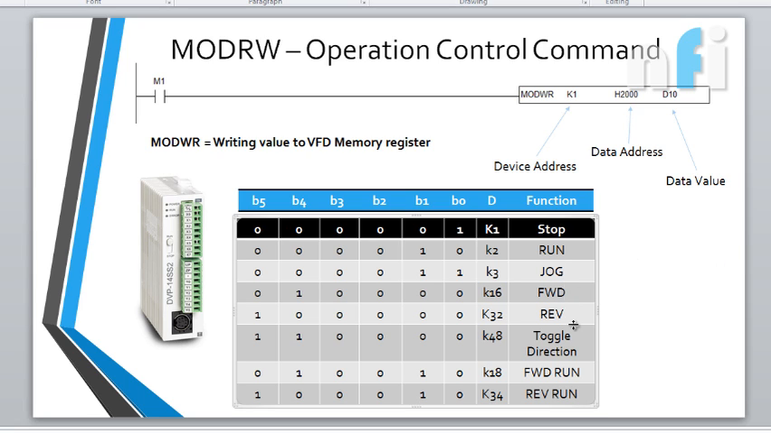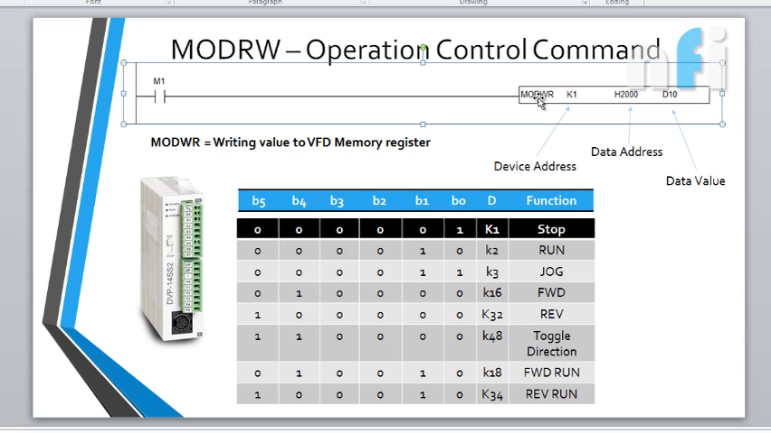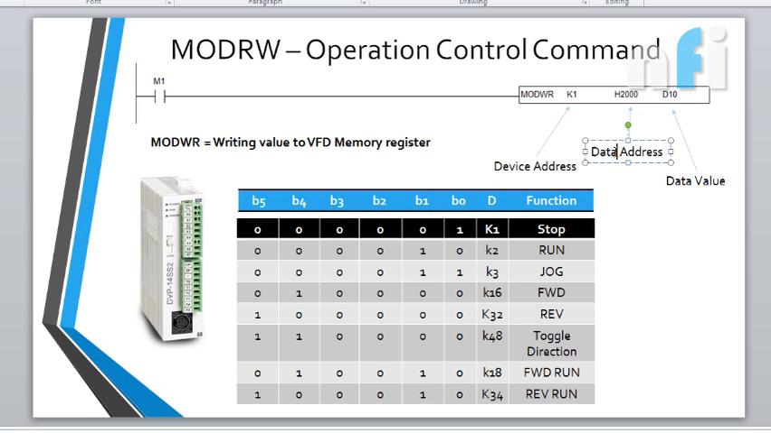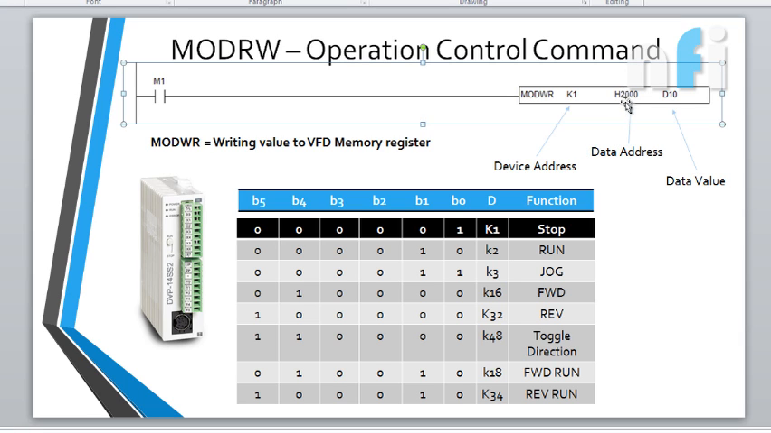So how does it work? With M1, of course, MODWR, this is a mod write, the syntax of the mod write command. K1 is the device address, then the data address. Now this address H2000 is the address of my drive. This is not a PLC address. This is the address of my drive, as I told you that in Modbus we have to directly access the drive.